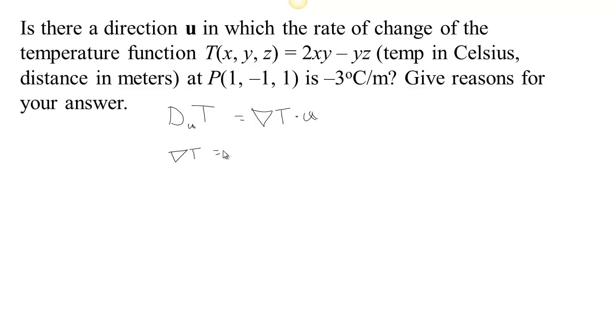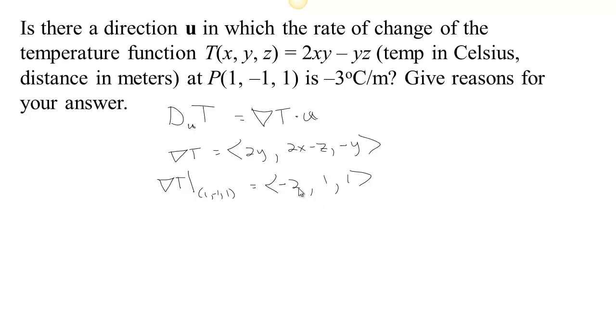So we need to calculate first the gradient of t, where the derivative with respect to x is 2y, the derivative with respect to y is 2x minus z, and the derivative with respect to z is minus y. Now at our particular location, we're at the point 1, -1, 1. So we plug that in, we have -2. If x is 1 and z is 1, then we have 1. And now, let's see, if we plug in -1 for y, then we get 1.